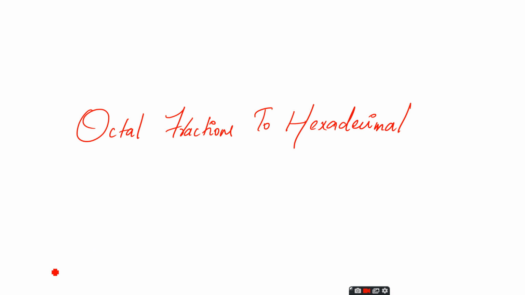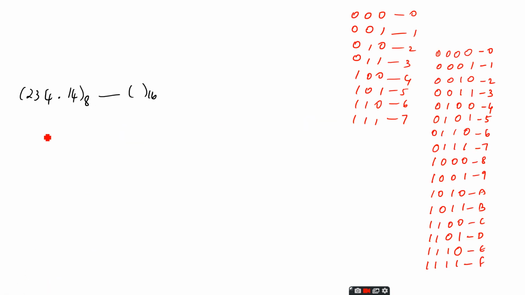We are learning how to convert octal fractions to hexadecimal. In order to convert octal fractions, same method, we will write the binary values in 3-bit representation of these octal numbers. After that we will group it in 4 and we will write the equivalent number. So the value of 2 is 010, 3 is 011, 4 is 100, 1 is 001, then 4 is 100.